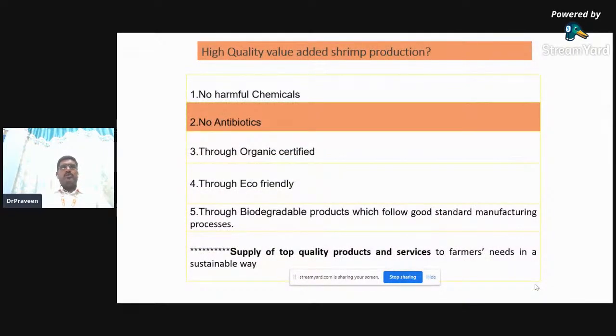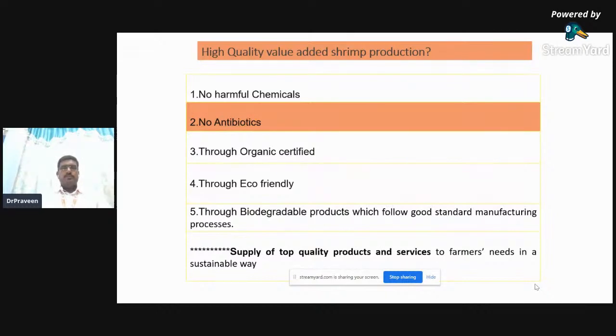Our target is to produce high-quality value-added shrimp without harmful chemicals, without antibiotics. It has to be produced through certain organic certification, and in an eco-friendly way. In that way, we have to use only biodegradable products, which will not leave residues in the product. So these are the common targets for us: organic certification, eco-friendly product, and biodegradable products.